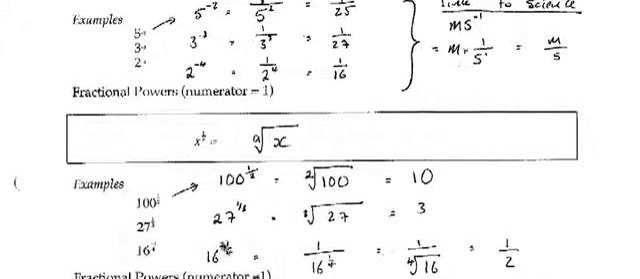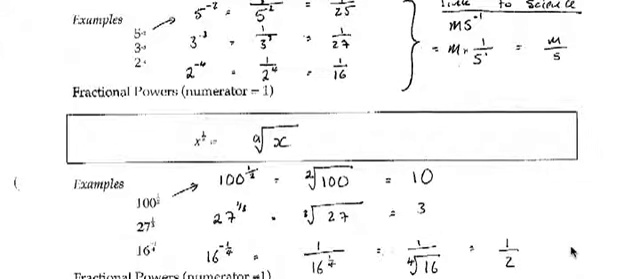We're going to deal with the minus first, so 16 to the minus 1/4 is 1 over 16 to the 1/4, which means 1 over the 4th root of 16. And the 4th root of 16 is 2, because 2 times 2 times 2 times 2 is 16. In other words, 2 to the 4 is 16, so the 4th root of 16 is 2.